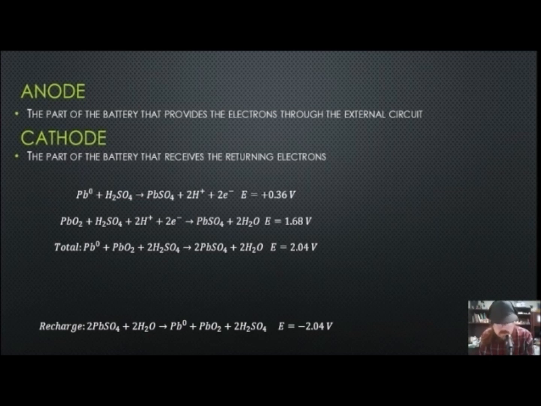So the reaction for a lead acid battery, the type that runs your car: on one side, the lead mixes with sulfuric acid to form lead sulfate and two protons and produce two electrons. The lead oxide mixes with sulfuric acid and two protons and two electrons to form lead sulfate and two waters. So the net overall reaction is lead plus lead oxide and sulfuric acid forms two lead sulfates and two waters at a generation of 2.04 volts.